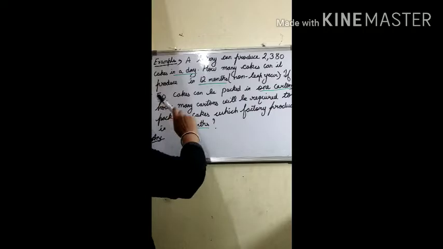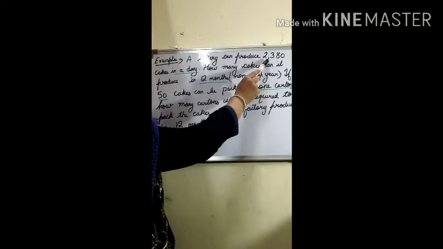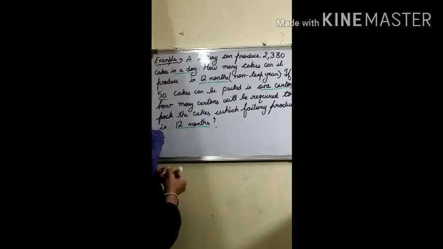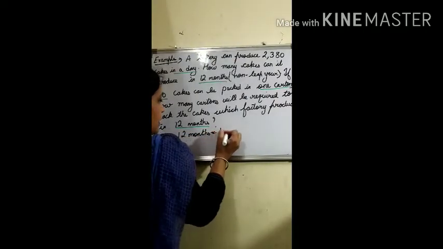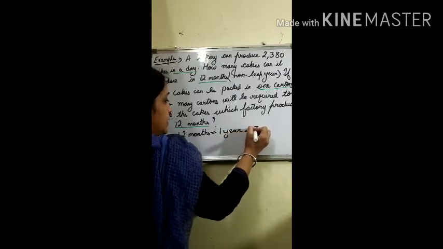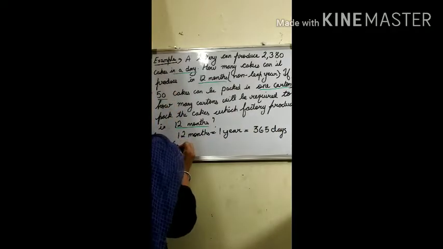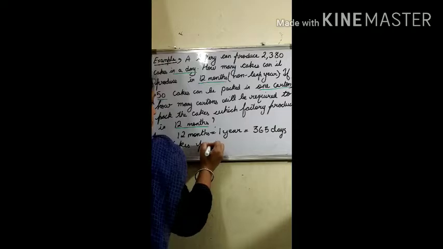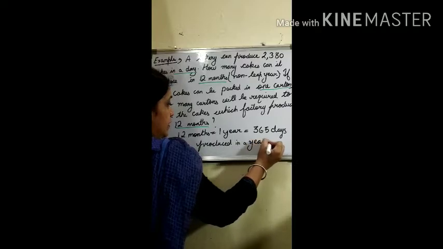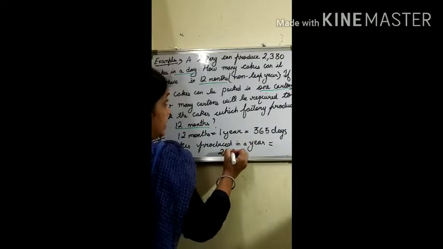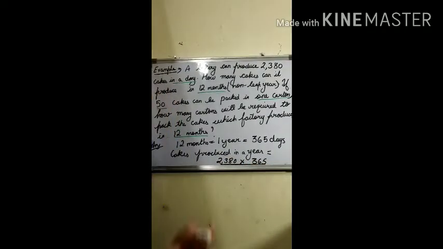The first question is how many cakes can it produce in 12 months? In a day, how many cakes were produced? 2380. So 12 months means 1 year. And in a year, if it is a non-leap year, how many days do we have? We have 365 days. So cakes produced in a year will be equal to 2380 multiplied by 365. This is the first part of the question.